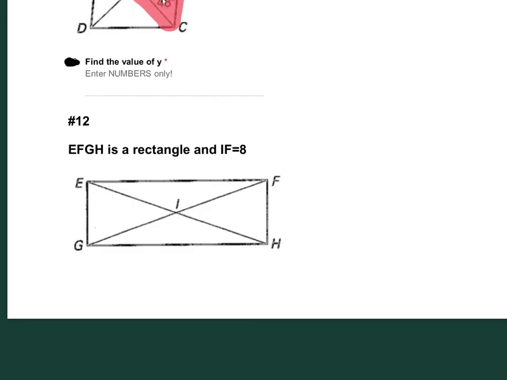Okay guys, here number 12, they want us to find the length of this diagonal, E to H. How far is it from E to H in this rectangle if IF, which is from here to here, is 8. Okay, so this guy here is 8. So how long does that make this one? Now remember, it's a rectangle, so you got 90-degree angles. Opposite sides are going to be equal to each other as well. That should kind of help you out. That's number 12.